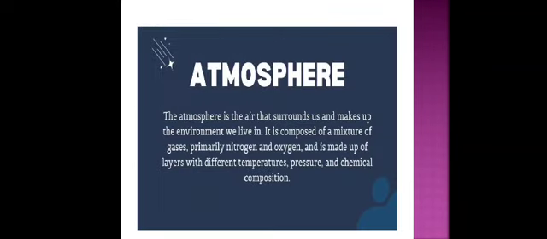Now, there is a thin blanket of air around the earth called the atmosphere. It provides us with the air we breathe and protects us from the harmful effects of the sun's rays. The exact thickness of the atmosphere is not known, as there are no distinct boundaries between the outer space and the atmosphere. Approximately it extends up to 1600 kilometers above the surface of the earth.